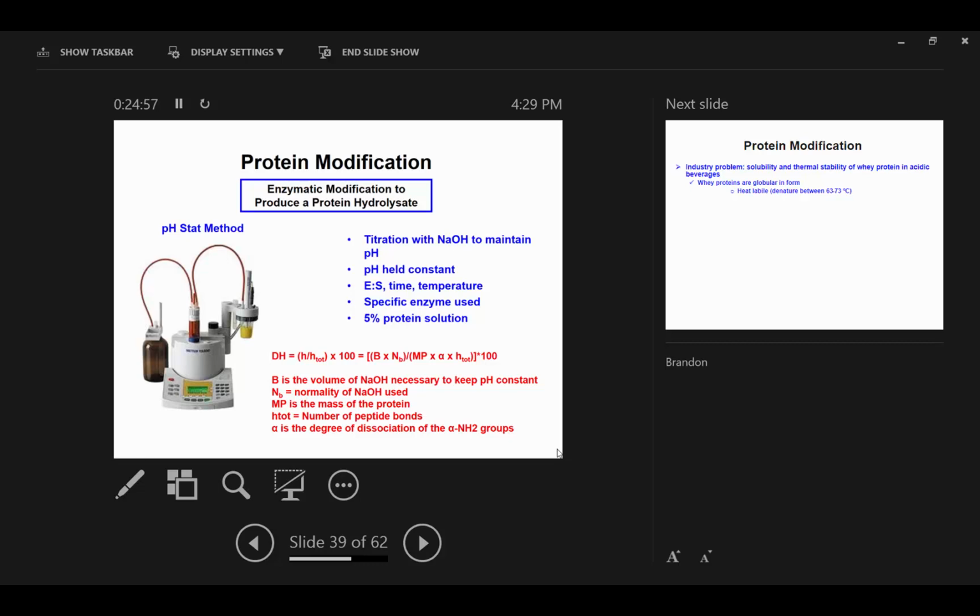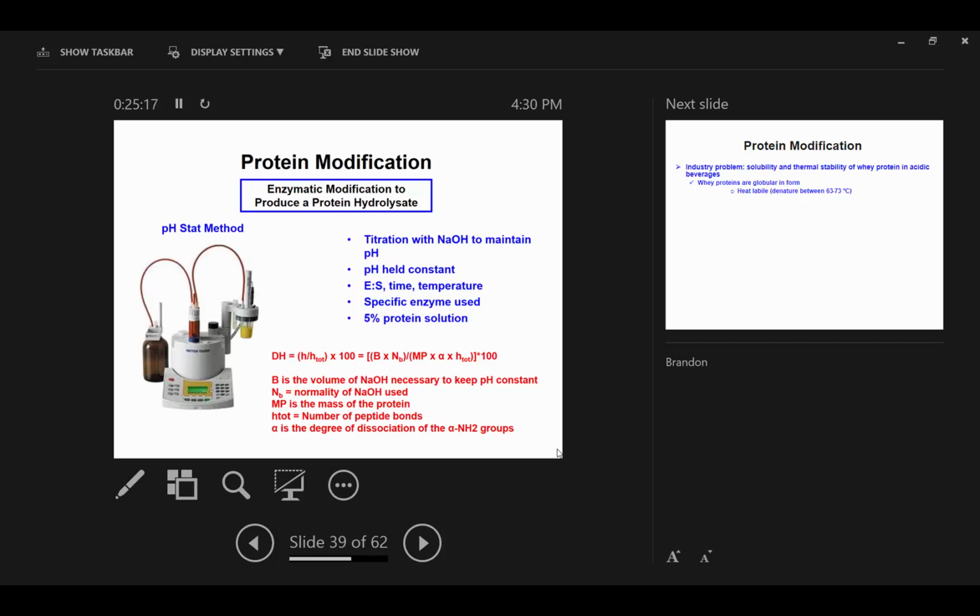And then the H total, which is the total number of peptide bonds in your protein. And this is unique to the type of protein. For whey protein, you have a number. For soy protein, you have a number. So you will enter that, multiply by 100, and it will give you the % DH, degree of hydrolysis.